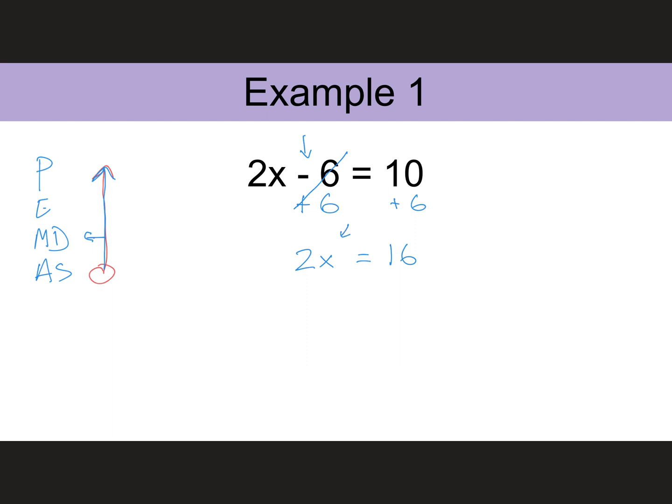Now that operation between the 2 and the x is multiplication. So I'm going to use the inverse operation of multiplication, which is division. So right now I'm going to divide by 2. And whatever I do to one side, I must also do to the other. Now 2 divided by 2 cancels out because 2 divided by 2 is 1. So I'm left with just one x on the left side. And on the right side, I have 16 divided by 2, which is 8.